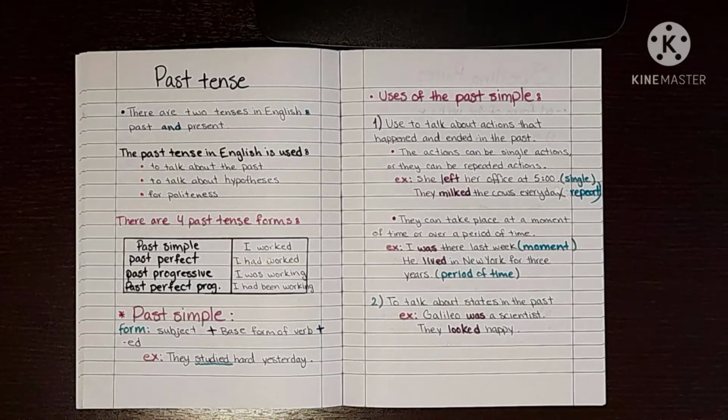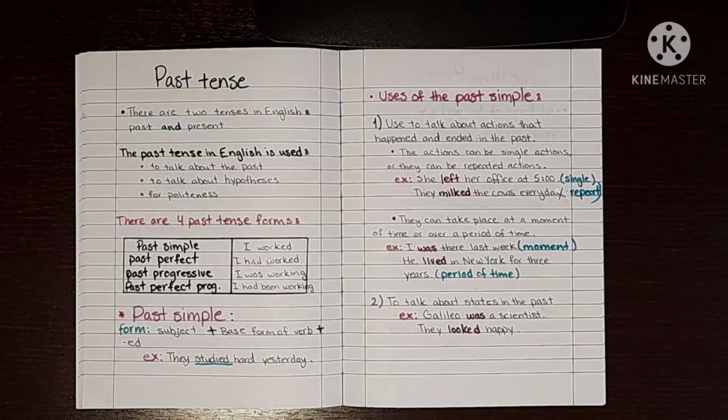So we're going to take each one and explain it with its uses and its form. But today in this lesson, we're going to take the past simple. The past simple form is the subject plus the base form of the verb plus ed. I guess it's clear now. We're just going to take an example. They studied hard yesterday.